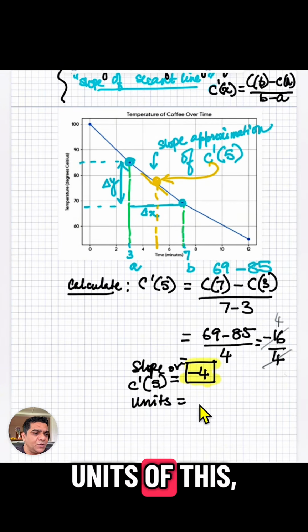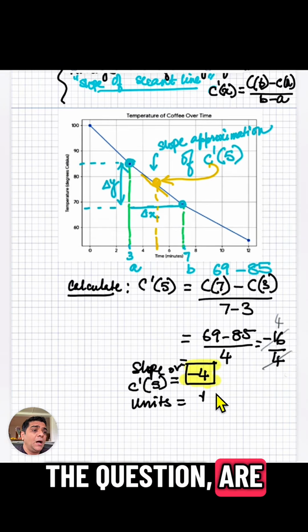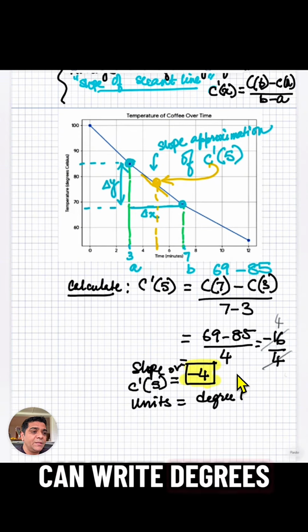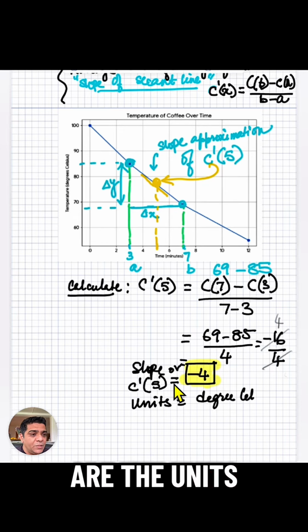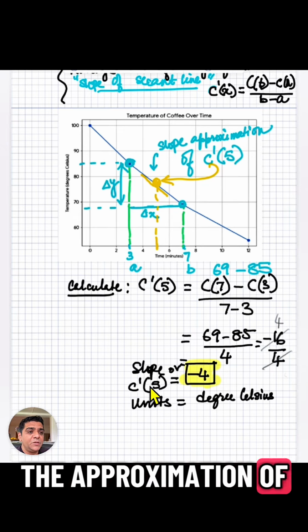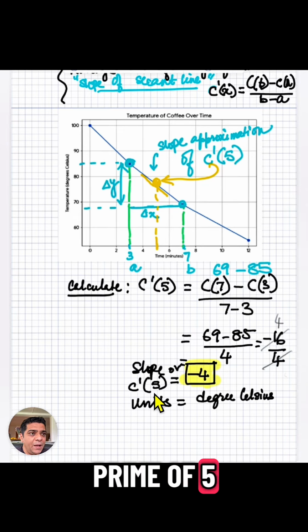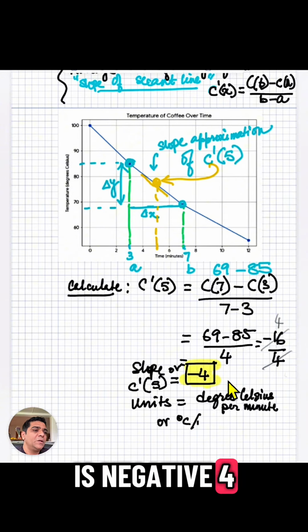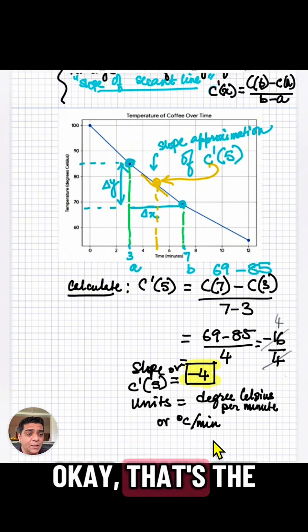And the units of this, as asked in the question, are basically degrees centigrade per minute. Okay, so we can write degrees centigrade per minute as the units, and the approximation of the instantaneous rate of change at C prime of 5, at this spot, is -4 degrees Celsius per minute. Okay, that's the first part.